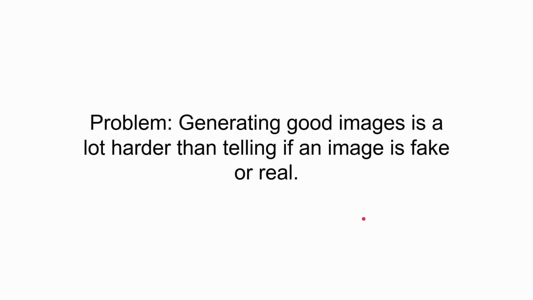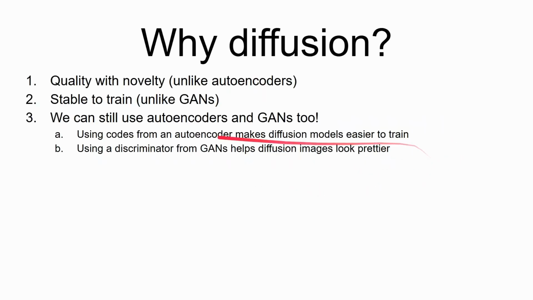What actually ends up happening, though, is that the discriminator has a really easy job, and so it gets way too powerful. It is much harder to generate a good image than it is to tell if an image is fake or not. And so why do we use diffusion? Well, it's really hard to get quality with novelty, and it's really hard to train in that generative adversarial approach I just showed you. And so diffusion basically just gives us newer images that look better while also being easier for us to teach the network what it needs to do.